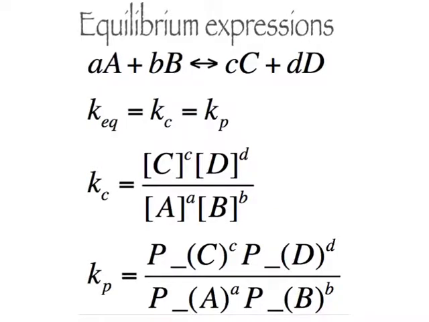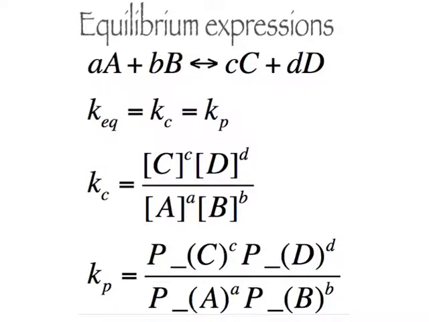Okay, so equilibrium expressions. Equilibrium expressions are essentially the constants that go along with these equilibrium reactions. So let's talk a little bit about this reaction here. So we have simply A plus B yields C plus D. And of course there's coefficients, little a, little b, little c, little d.